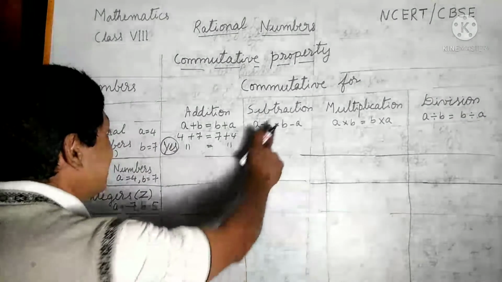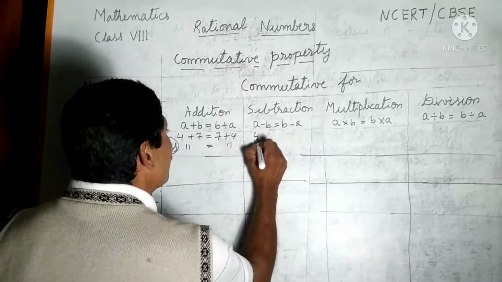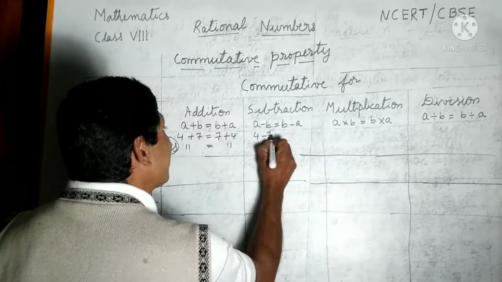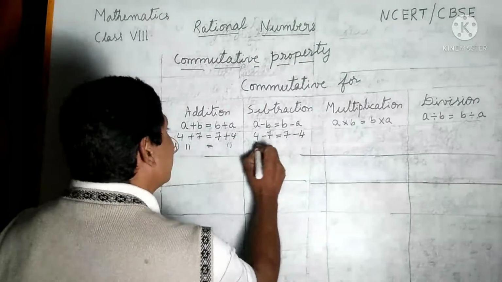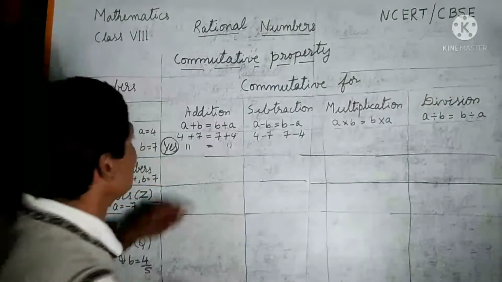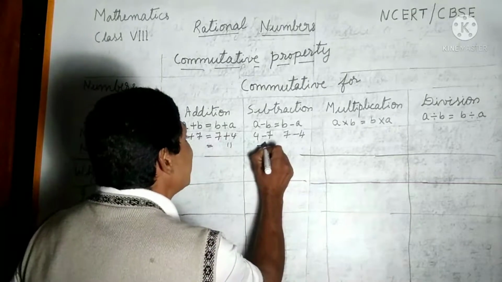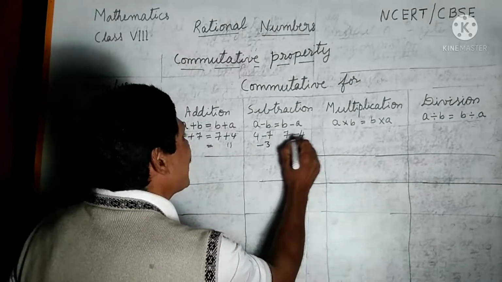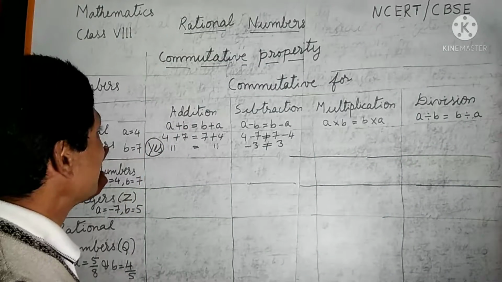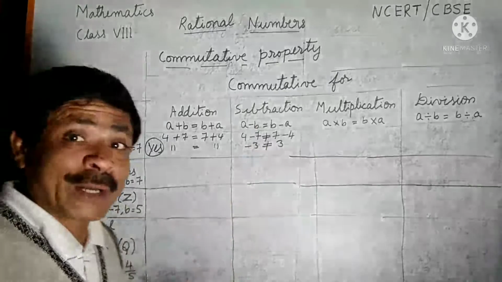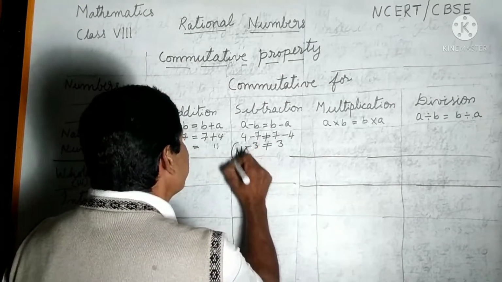Next, let us check for subtraction. Let us substitute a is equal to 4 and b is equal to 7. 4 minus 7 is equal to 7 minus 4. 4 minus 7 is minus 3 and 7 minus 4 is 3. So for natural numbers, subtraction is not commutative. So let us write no here.